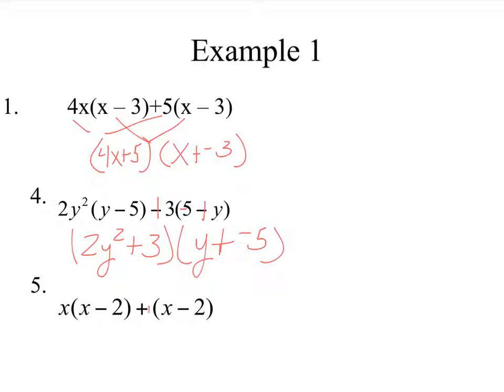The last one, remember, if there's no number written, we have a hidden 1 outside the parentheses. So this is going to give me x plus 1 and x plus -2.